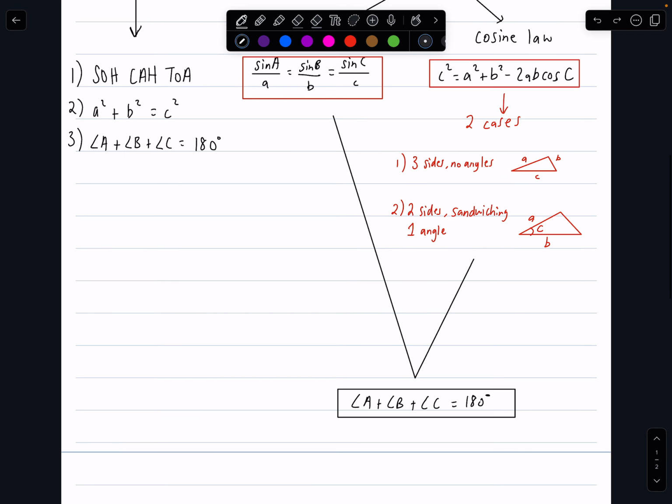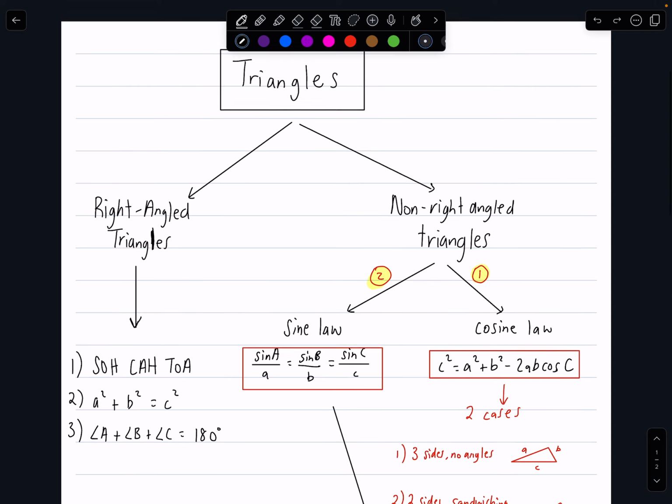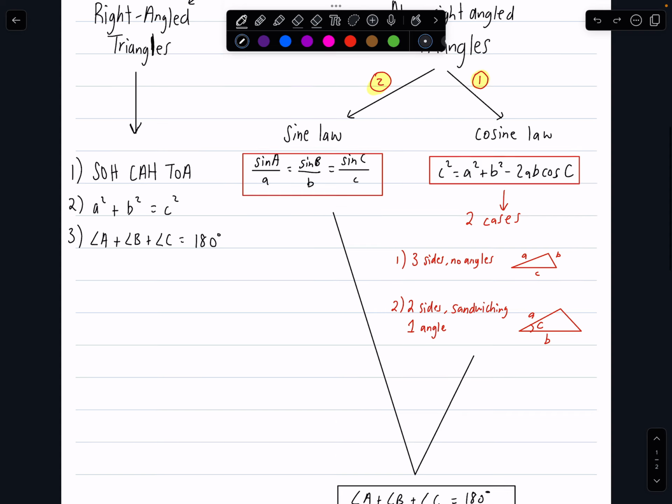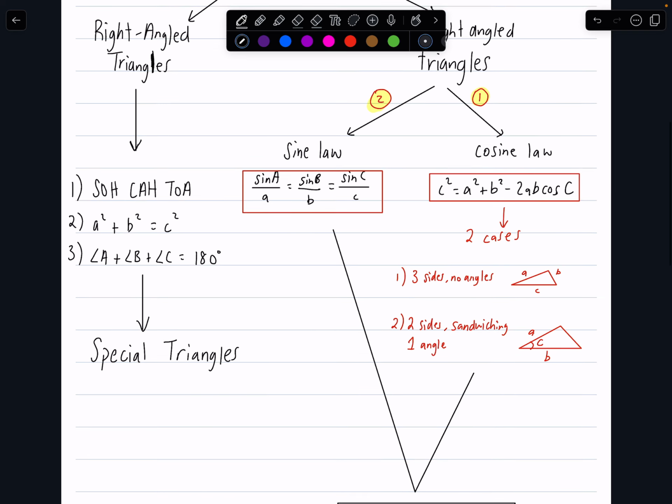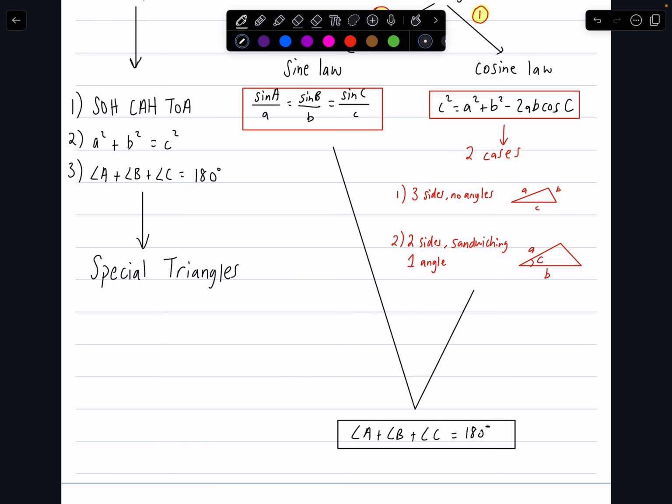Now let's move forward a bit on this flowchart. If you have a right angle triangle, you can use SOHCAHTOA, the Pythagorean theorem, or the interior angle law. But also, with right angle triangles, there's this thing called special triangles that we need to know when we're doing trigonometry. There are two types of special triangles, and mind you, these are still right angle triangles. These are two triangles that you should memorize.